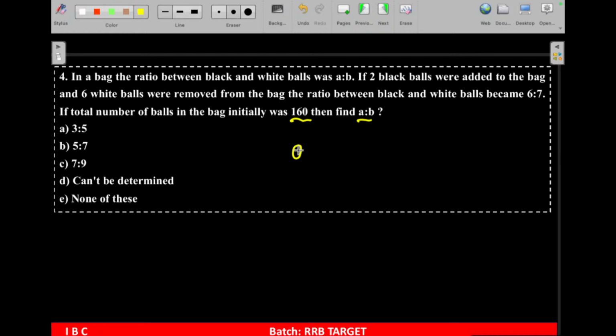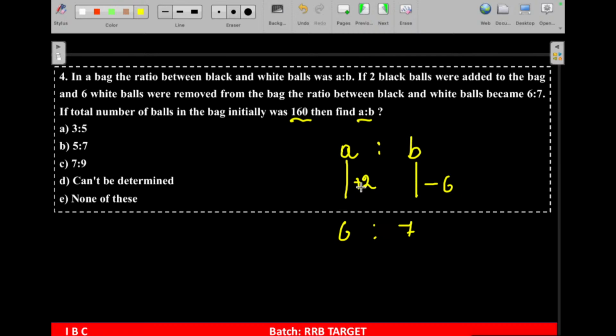Initially, in a bag, the ratio of the black and white balls is A is to B. I need to find the initial ratio. A is black. 2 black balls are added, sorry, not removed, added, and 6 white balls are removed. Then the ratio between black and white balls will be 6:7. Go in reverse order and you will get the answer easily.